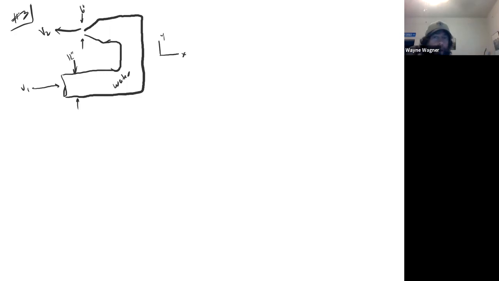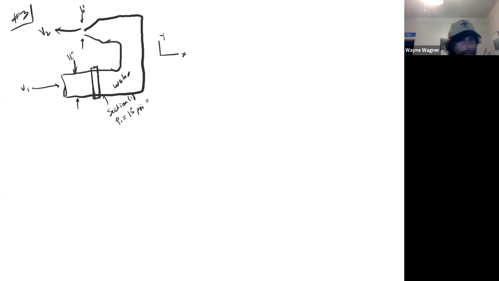Determine the magnitude and direction of the X component of the force required to anchor the horizontal bend and nozzle shown below. Okay, and then right here, there's some sort of anchor, a flange or whatever it is, that's holding this thing to the wall. Okay, and they actually tell you that this is section 1. And they tell you that the pressure at 1 is 15 PSI.